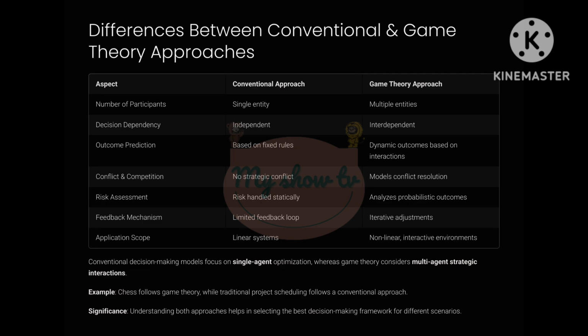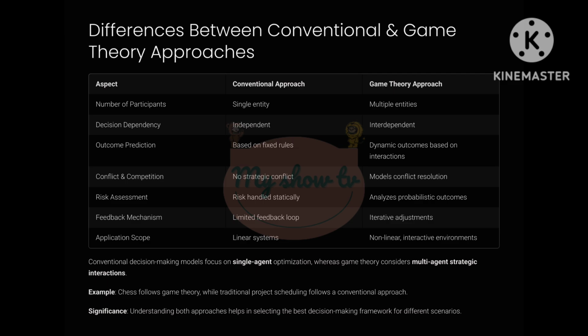Example, pricing a product without considering competitors uses a conventional approach, while game theory would factor in competitive reactions. 3. Outcome prediction. Conventional models rely on fixed rules and assume static environments, while game theory accepts dynamic outcomes, changing as players interact and respond. Example, project scheduling uses fixed timelines, while game theory applies to dynamic competition like pricing wars.